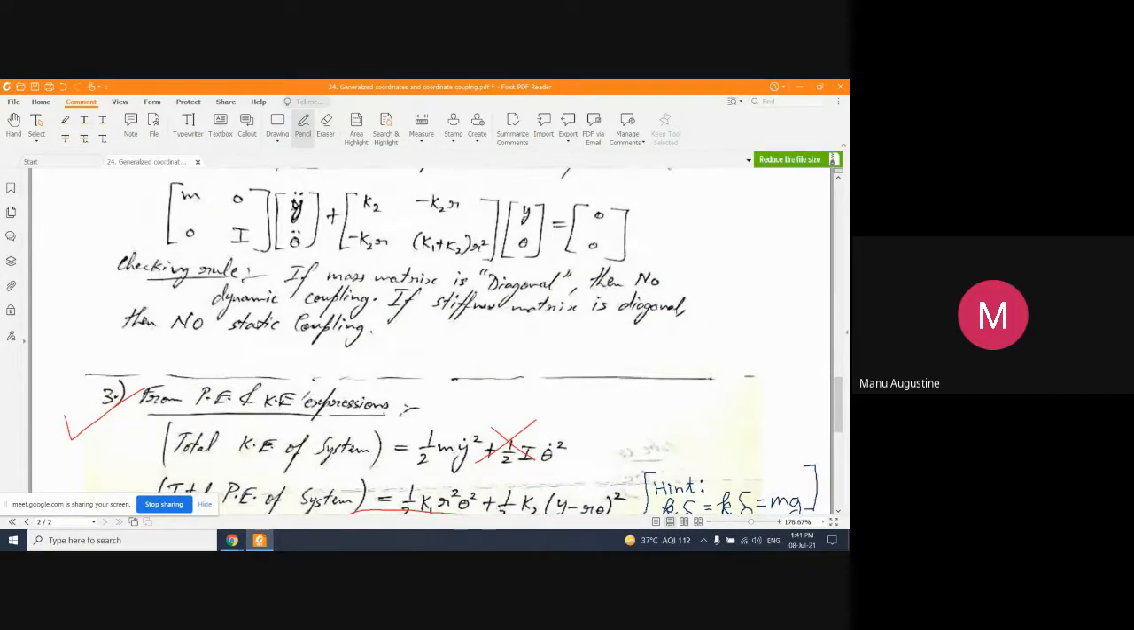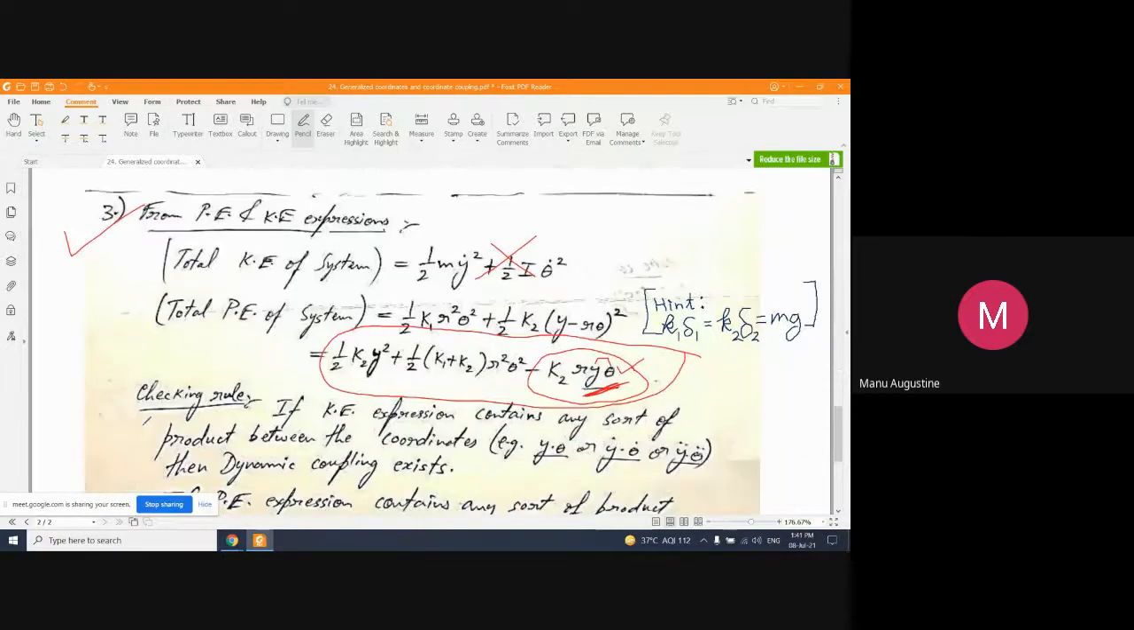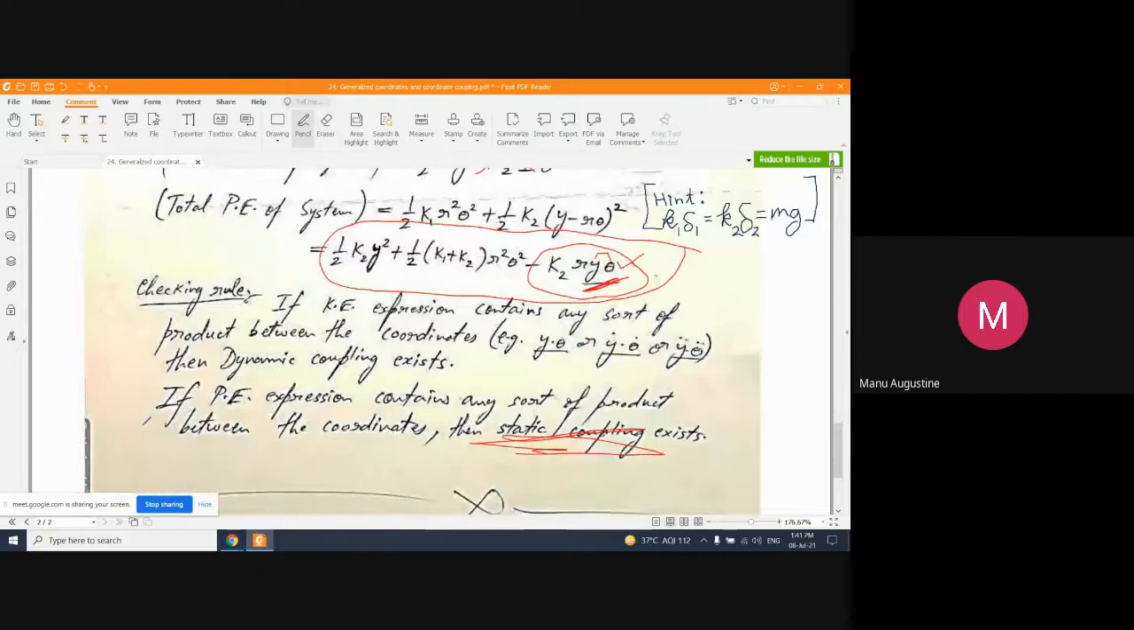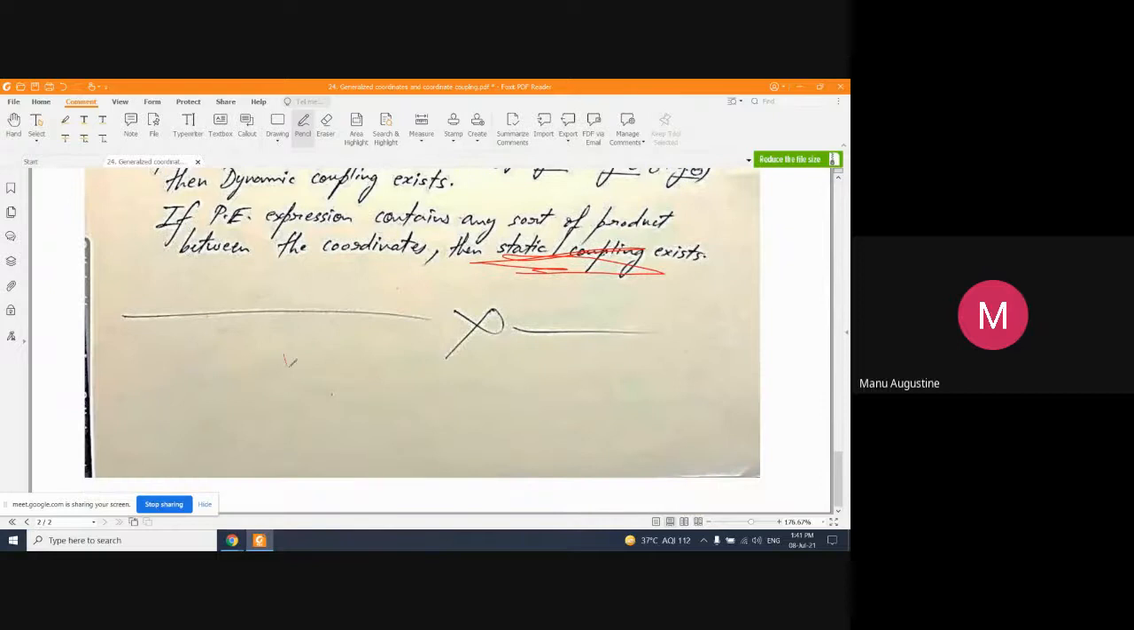So once again, even the third test, which is once again, I state, an alternative test. You don't have to do all three tests in the exam, you have to do any one of the three to check coupling. And we have tested our system using all three tests just for the sake of demonstration, and all the three times we have come to the same conclusion. What are the conclusions? That if your generalized coordinates are y and theta, they are statically coupled, they are not dynamically coupled.